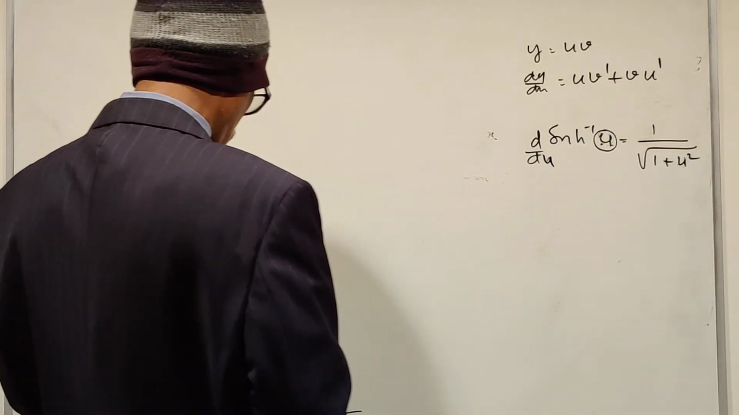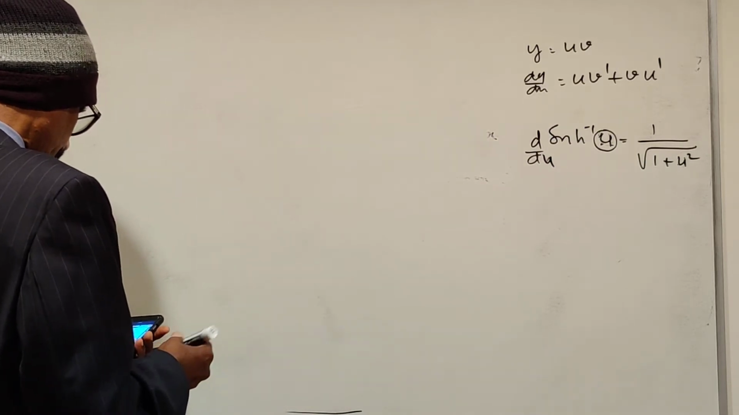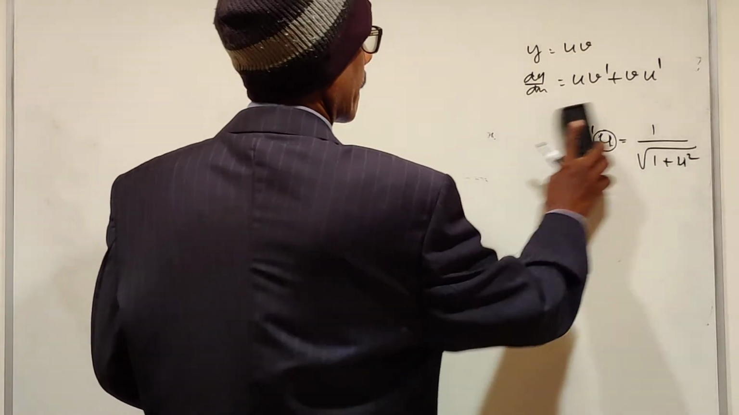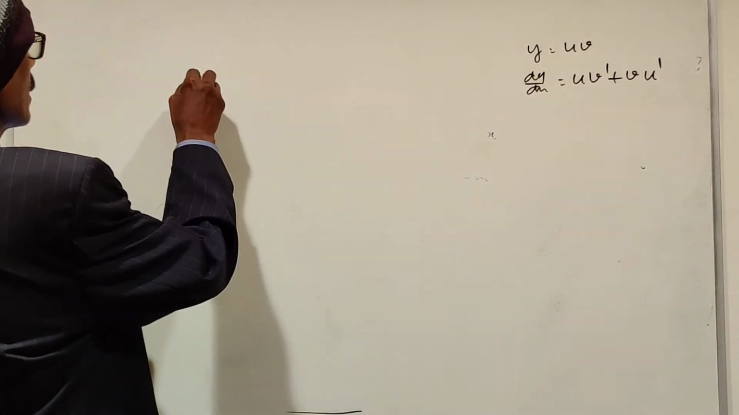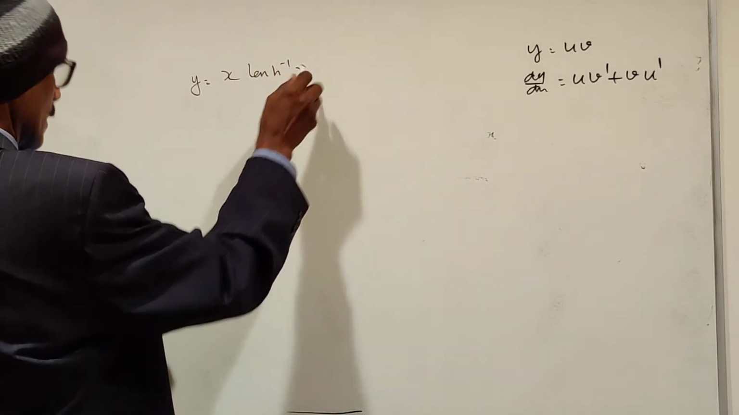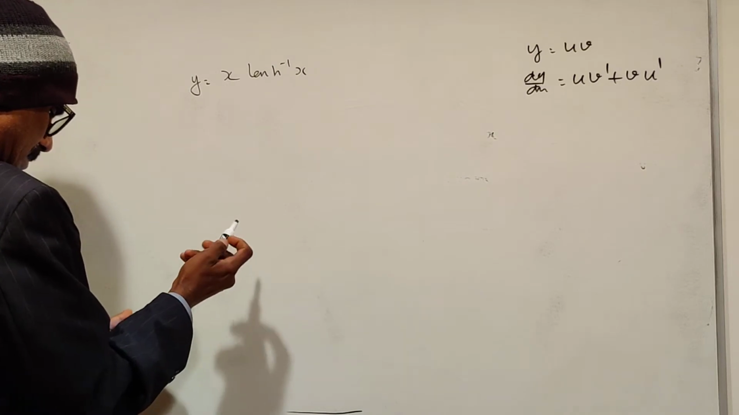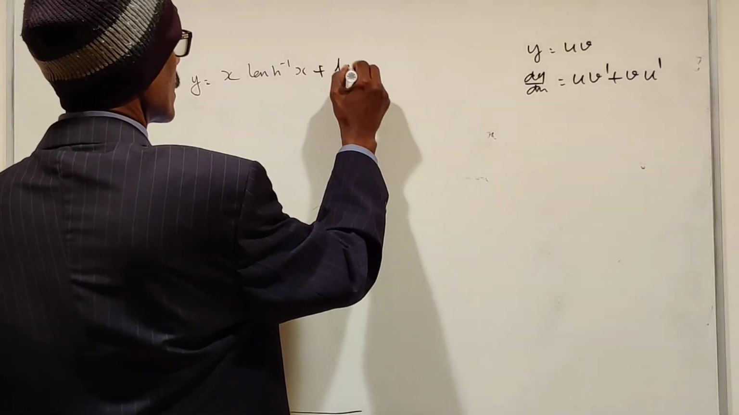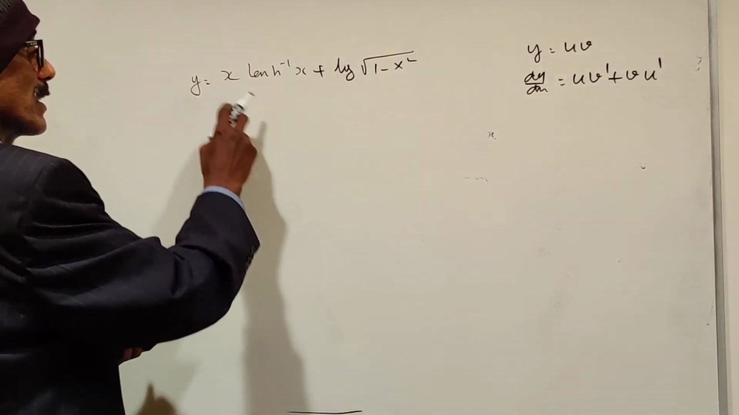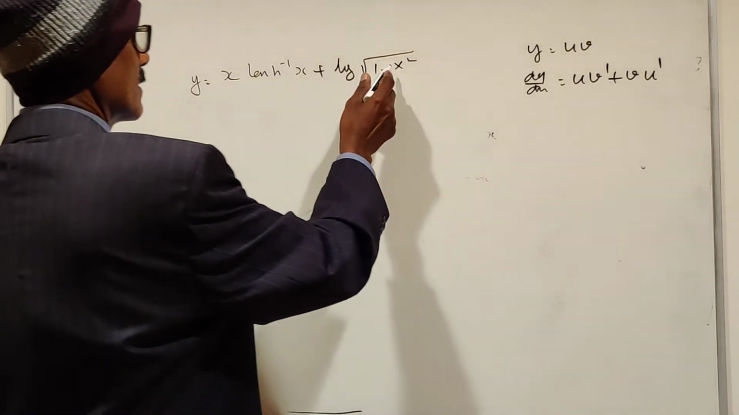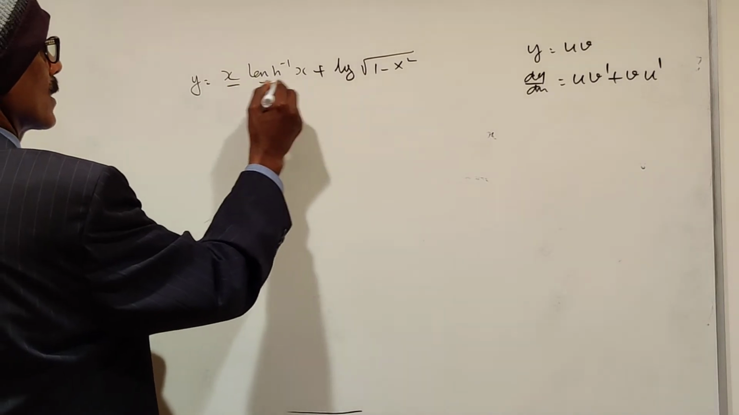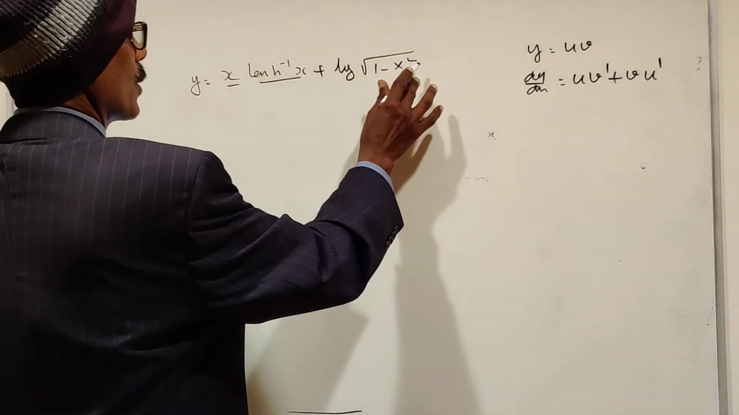Second, y equals x tan h inverse x plus log square root of 1 minus x square. See, this one contains a hyperbolic function, this one doesn't. So we need to see here the product rule. You need to apply the product rule here, and here you don't need to.